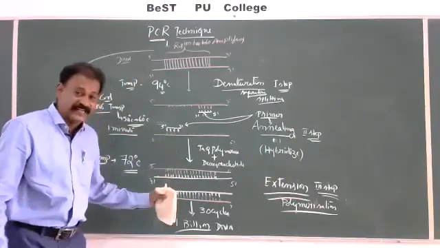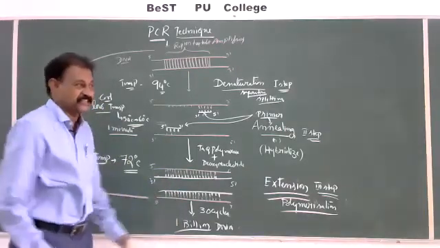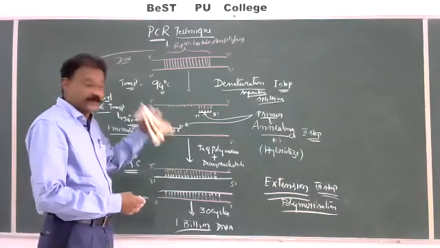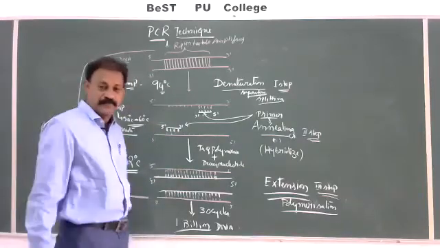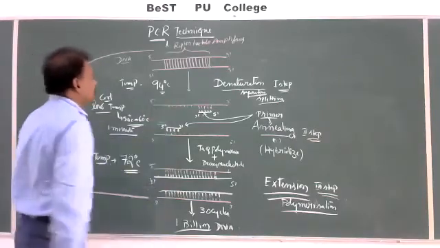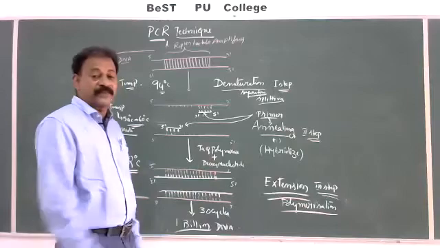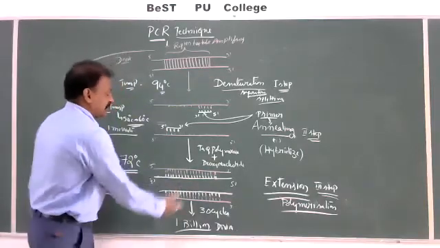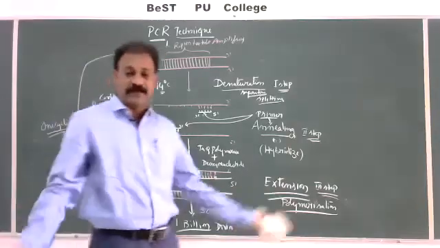If the cycle continues for 2 power 30 generations, how many possibilities? 1 billion DNA fragments, pieces of DNA are possible. So here the capacity of this thermal cycler is maintaining the temperatures, and the capacity of Taq polymerase is able to withstand the high temperatures, and the ability is to grow in less time more number of copies.